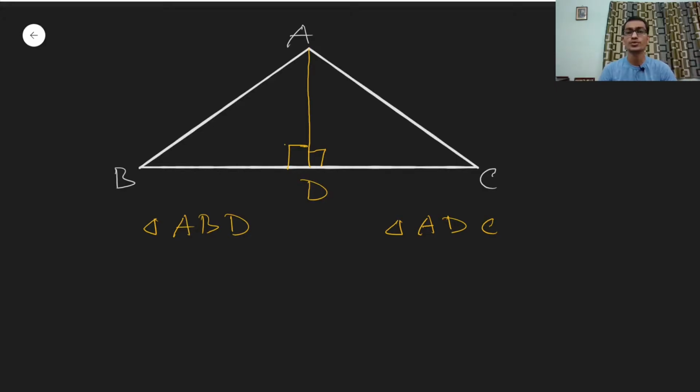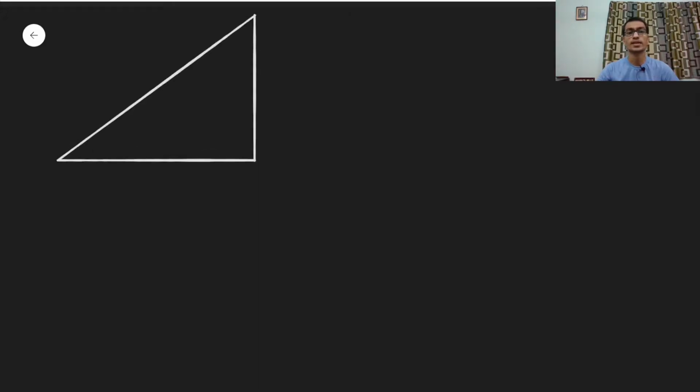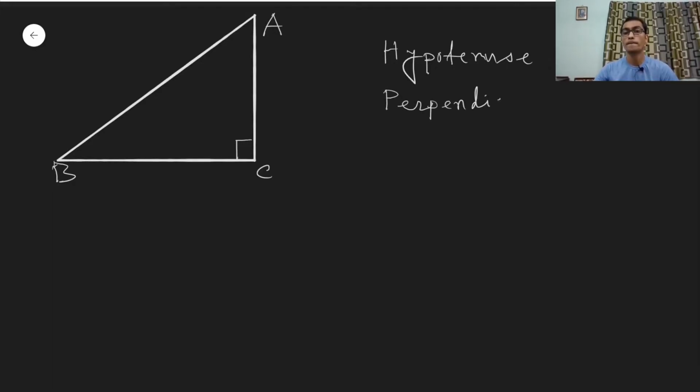So let us jump to today's discussion. Again we are considering a right angle triangle. Let us say a right angle triangle ABC, right angle at C. Now here are three sides which are hypotenuse, perpendicular, and base. I hope there is no confusion about the hypotenuse. Which one is hypotenuse? The side opposite to the right angle. Okay, the side opposite to the right angle, that is the hypotenuse.